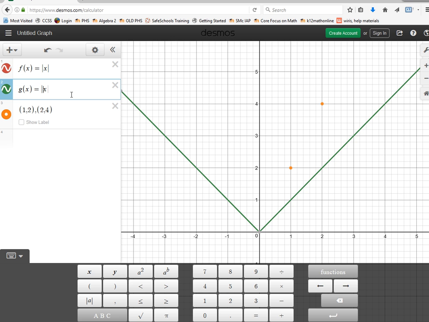For now, I want to do something to the whole function. What if I put a 2 out front? Oh. What do you know? What happened? Okay, look what it did. Because that's quite the same thing as that, right?